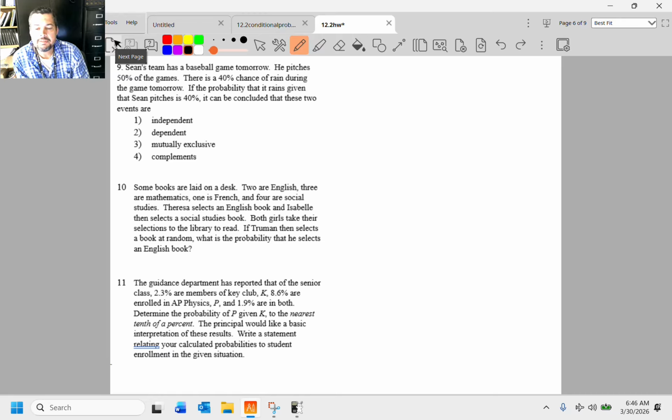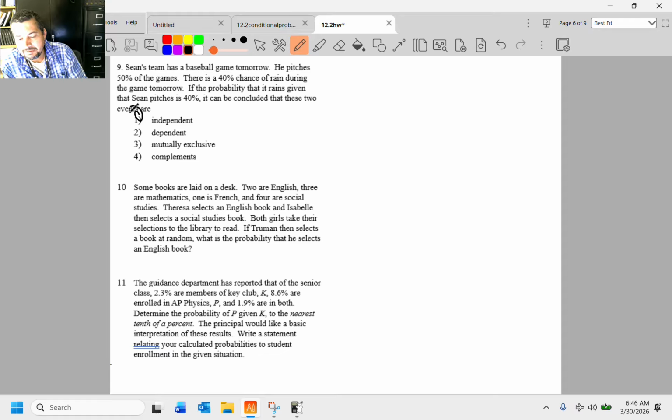Let's see. Sean's team has a baseball game tomorrow. He pitches 50% of the games. There's a 40% chance of rain during the game tomorrow. If the probability that it rains given that Sean pitches is 40%, it can be concluded these two events are what? Well, they shouldn't be dependent. They should be completely independent. They're independent. They have to be independent. Sean is not going to influence the rain. I don't care who you are.